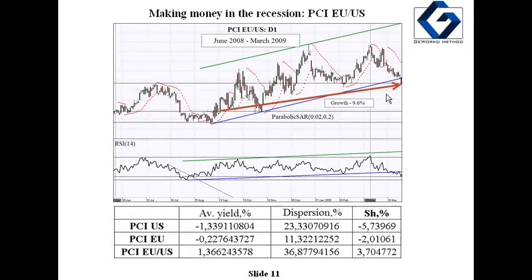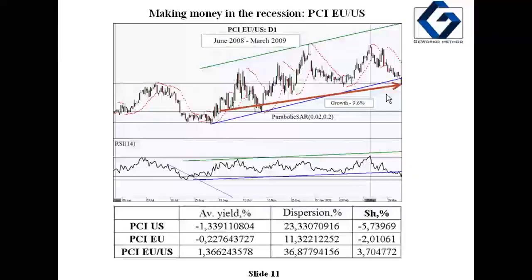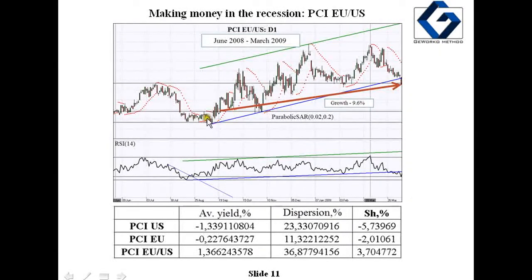Now we can consider the inverse situation and the opportunity to earn in the recession, when both indices decrease, according to our chart from June 2008 to April 2009. In this slide we represent the EU-US inverted index. There is some irony about bullish trading during the recession. If a position was opened in accordance with the rules of technical analysis, then the profit would be about 10% in a period of less than a year.